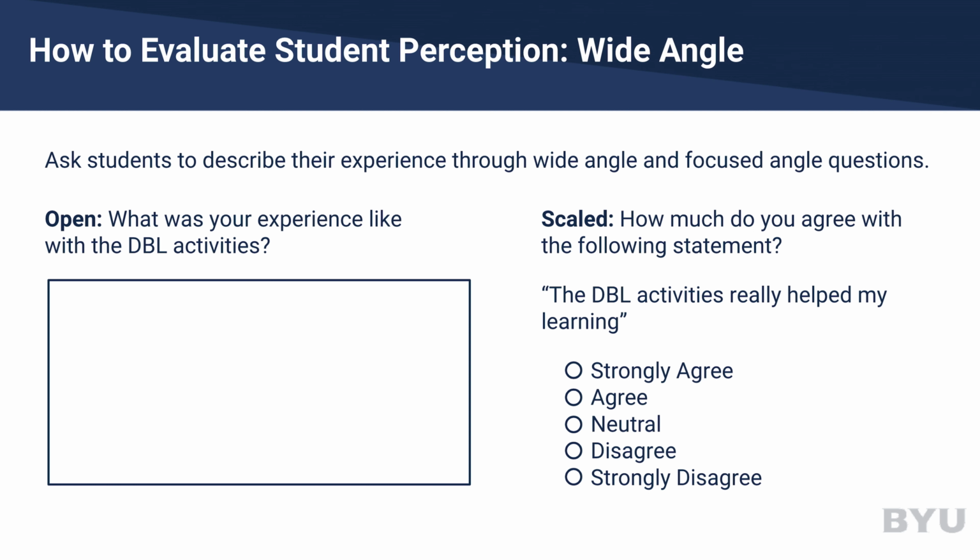Our second question is scaled, which essentially functions as an agreement scale. It asks, "How much do you agree with the following statement? The DBL activities really helped my learning." The students can then select one of the four options listed below: strongly agree, neutral, disagree, and strongly disagree.